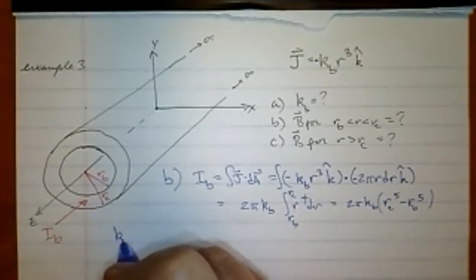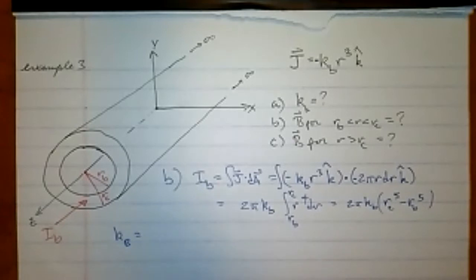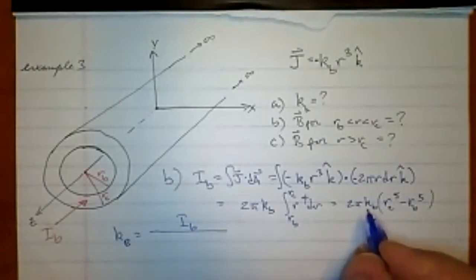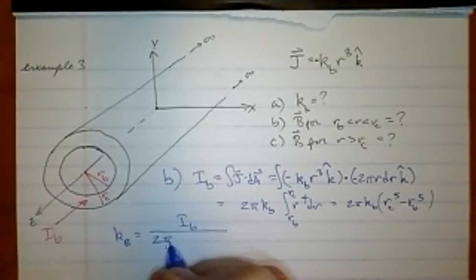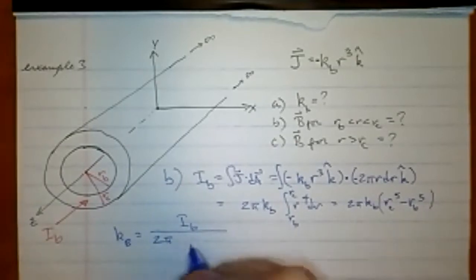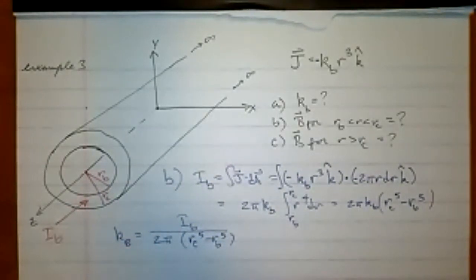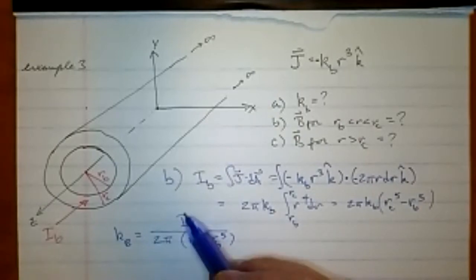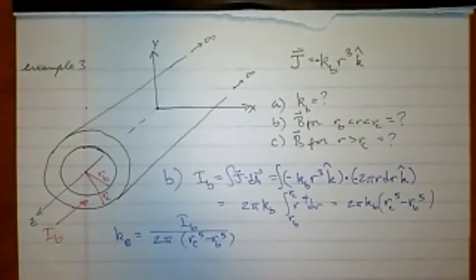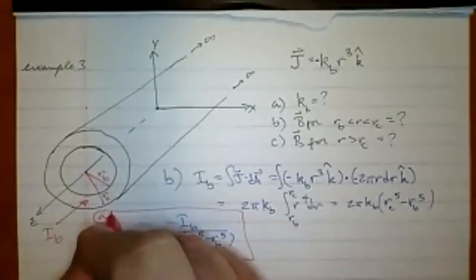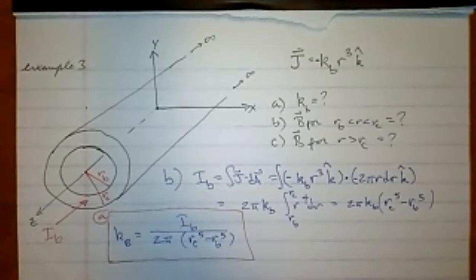So that tells me K_B should actually be equal to, I will say I_B, put that in the middle, and then I'm going to divide by 2 pi because of that 2 pi. And then I'm going to divide by R_C to the 5th minus R_B to the 5th in parentheses. And that should be it. You can see that this again has units of amps per meter to the 5th, just like the previous one, as we expected it should be. So this is the answer to part A. So we now know the current density and the coefficient in the current density.